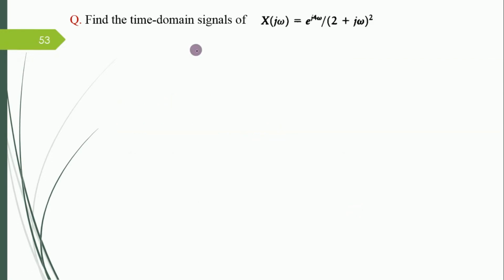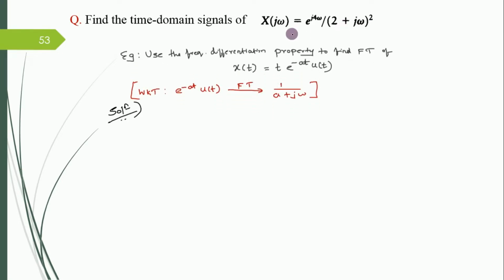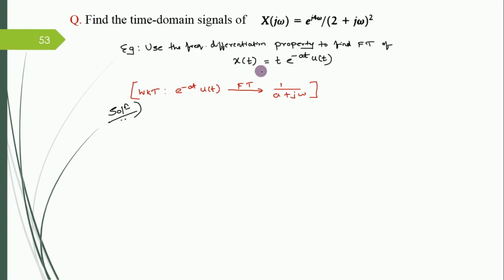Now, find the time domain signal of capital X of j omega equal to e raised to j4 omega divided by 2 plus j omega whole square. Now here I just take a few things for the analysis.